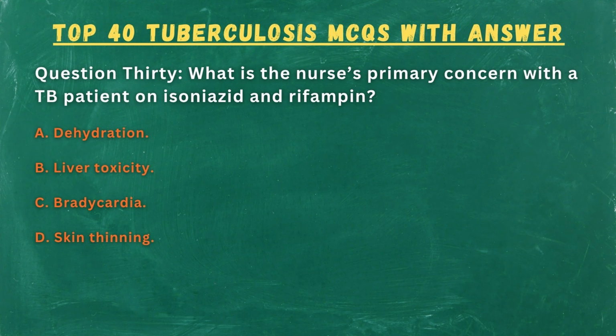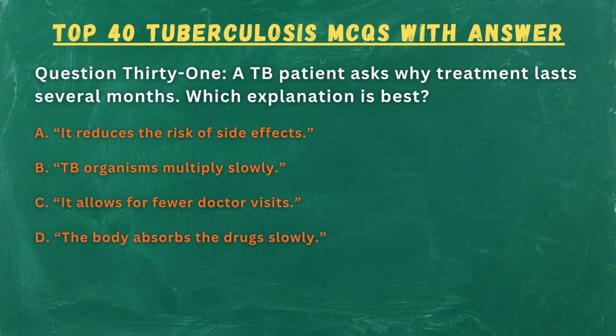Question 30. What is the nurse's primary concern with a TB patient on isoniazid and rifampin? A. Dehydration. B. Liver toxicity. C. Bradycardia. D. Skin thinning. Answer. B. Liver toxicity.